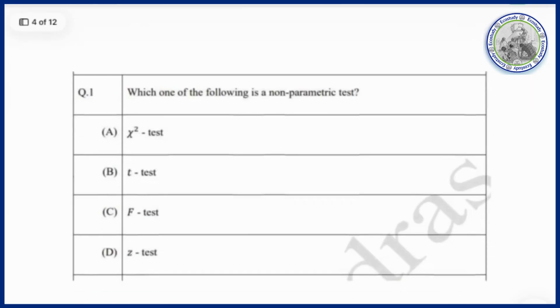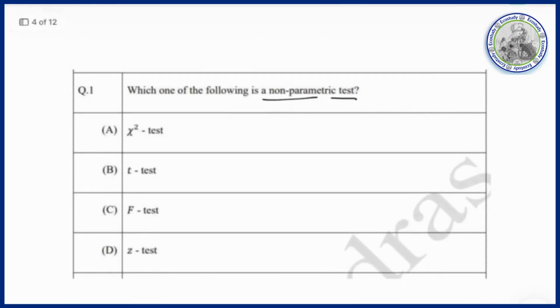Now move to the next question. Which of the following is a non-parametric test? So you have to find out which of these is a non-parametric test. So see, t test is what? T test follows normal 0, 1. Okay. F test also follows the normality conditions. Z test also follows the normality condition, but chi-square test does not follow anything.